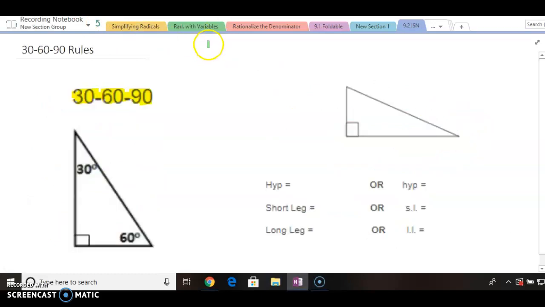All right, my 30, 60, 90 is a little different because my legs aren't the same length anymore, right? So I'm still going to have my hypotenuse. I'm going to highlight that in green.